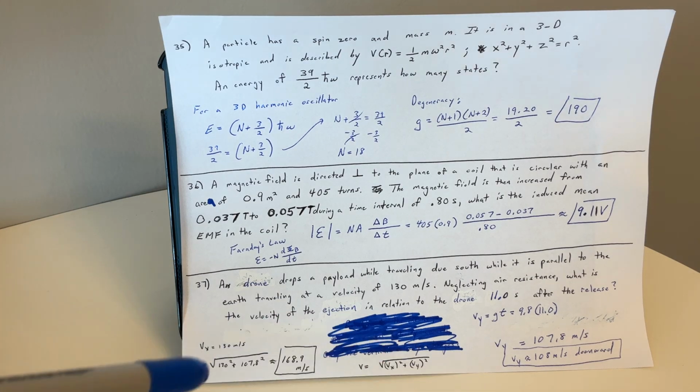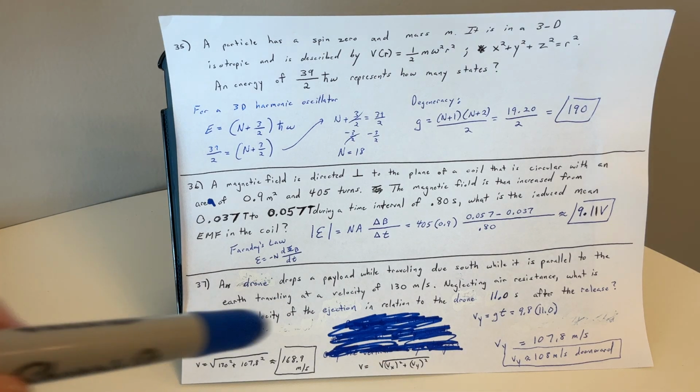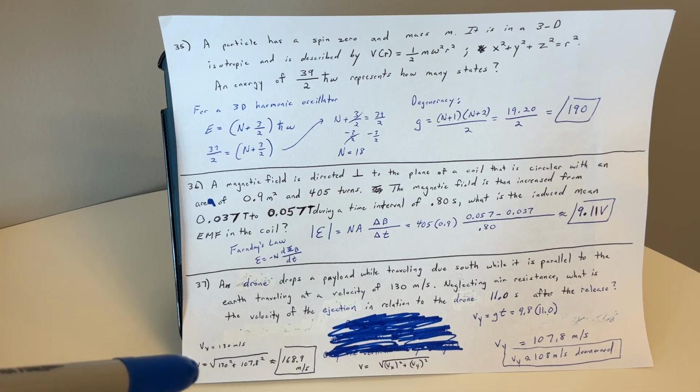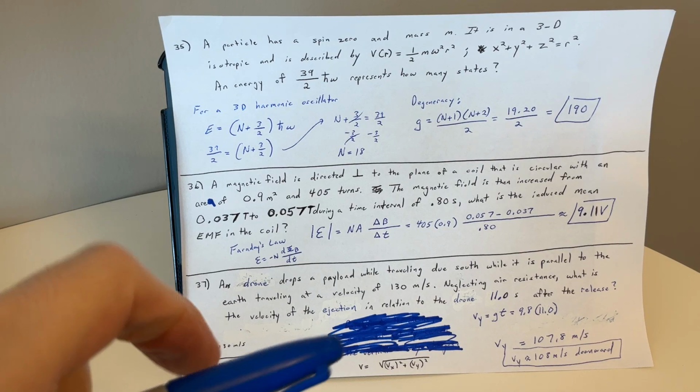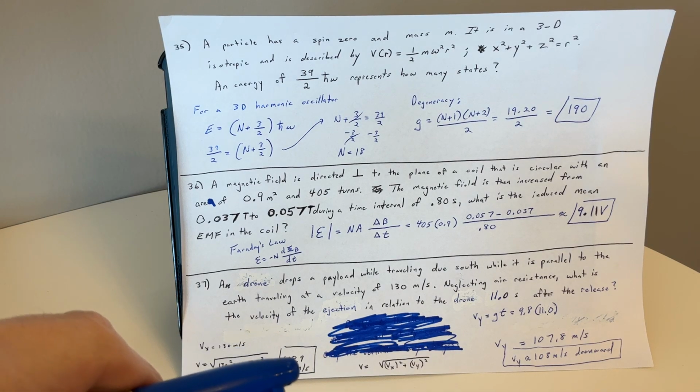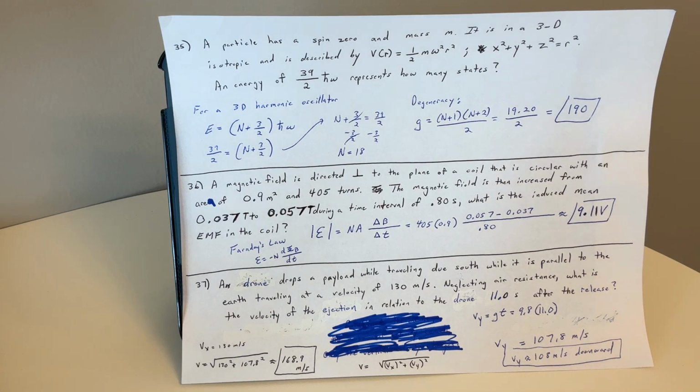So if we take the magnitude of that for the velocity, v equals the square root of 130 squared plus 107.8 squared, and we're going to get approximately for our answer 168.9 meters per second. Okay, so I went through that pretty quickly.